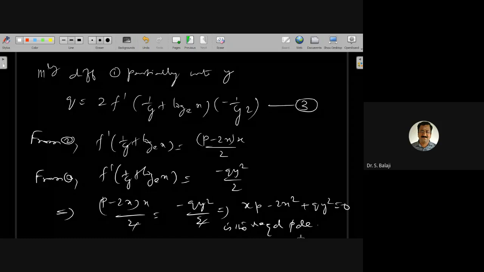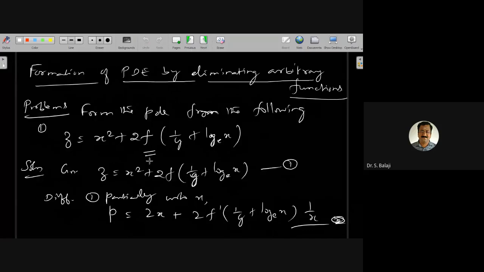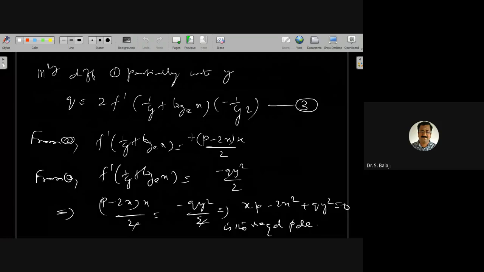Very simple procedure. Just differentiate partially with respect to x and partially with respect to y. Then you can get f dash, and then you can get some relationship for that common f dash. Then equate these two. For all problems, we can proceed easily in this way. That is the best idea to get the relationship.